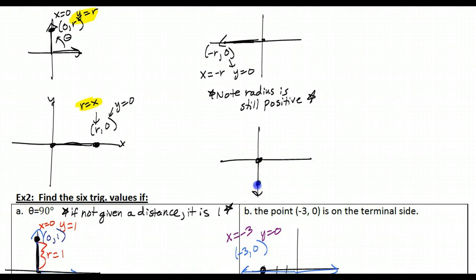The last one is when my quadrant angle ends up landing down here. And that is at the point 0, -r. And this time y is 0, x is -r, and again the radius is still positive. You know what, I just said that wrong. Sorry. I meant to say x is equal to 0, y is equal to -r. Alright, let's go back and solve example 2b.